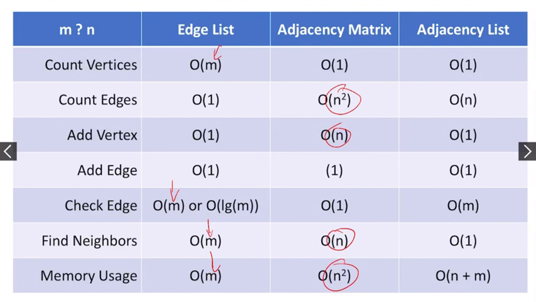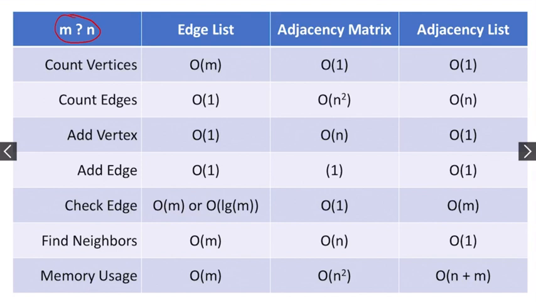Adjacency list is sort of in between. So we have some operations that take big O of n, some that take big O of m, and then of course the memory usage depends on both. It's those added together, so whichever is bigger. So which is best sort of depends on your application. So it depends on the relationship between n and m.